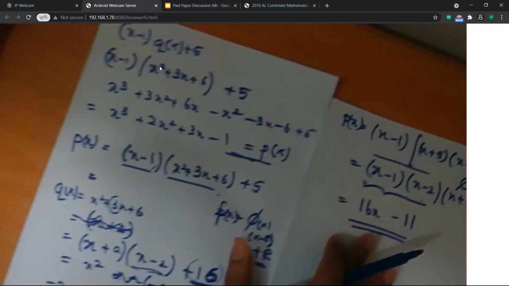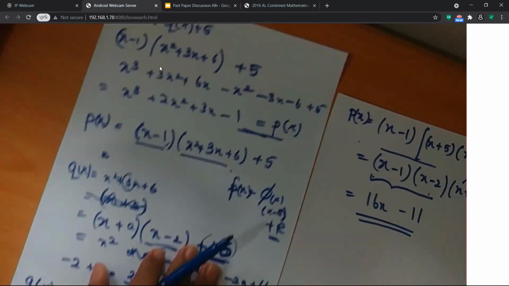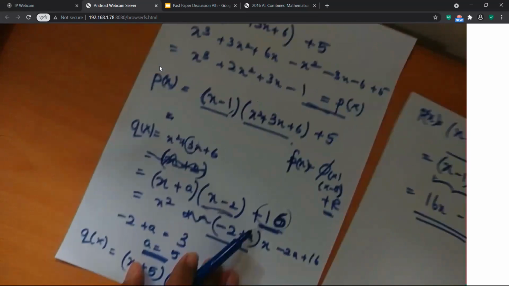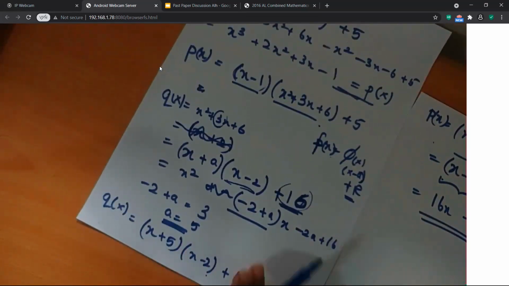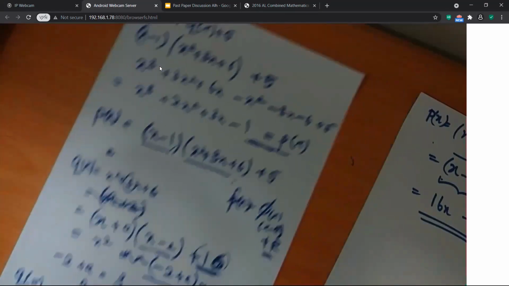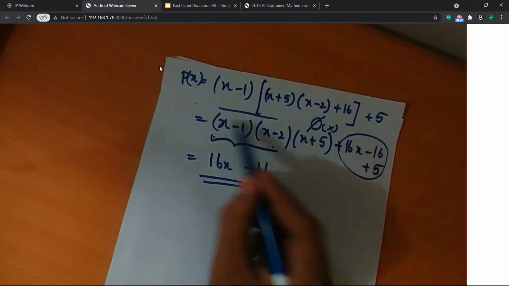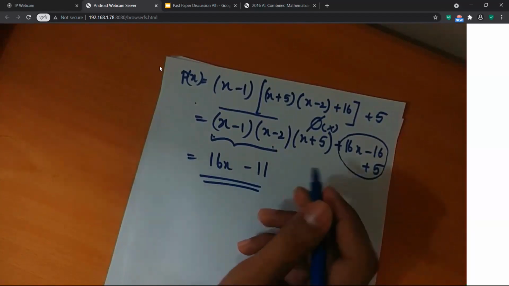So what we did for that was we took q(x). We already knew that when it was divided by x minus 2, the remainder was 16. And using that, we substituted and got the value. So we can write q(x) as (x plus 5) times (x minus 2) plus 16, right? And then we substitute that in the p(x) equation. So (x minus 1) times this. And when we got this, the remainder we got was 16x minus 11. That's how we got the remainder.